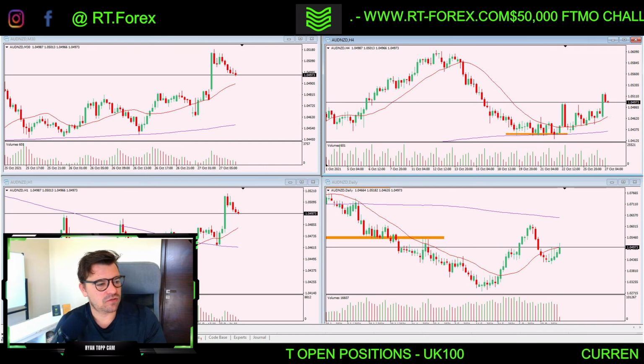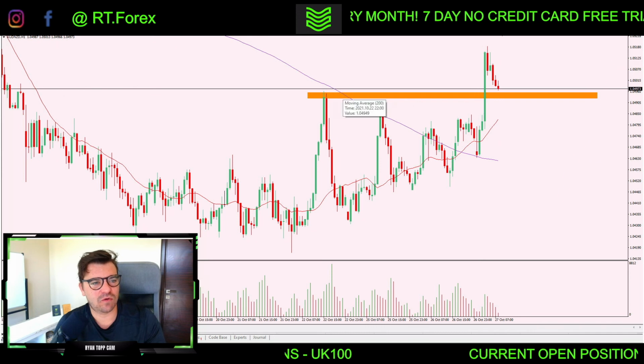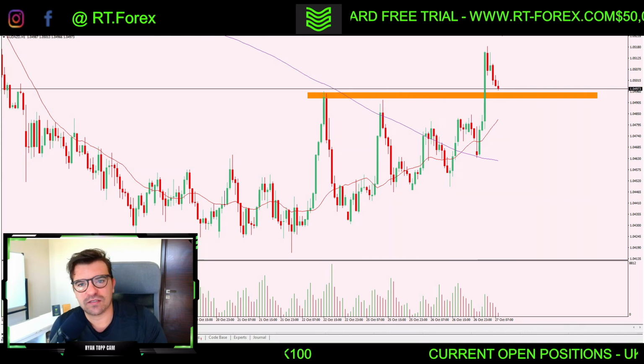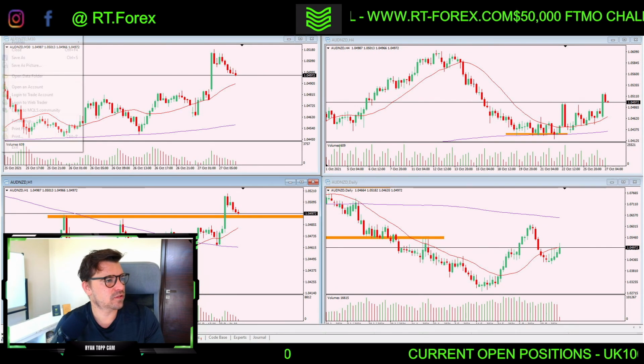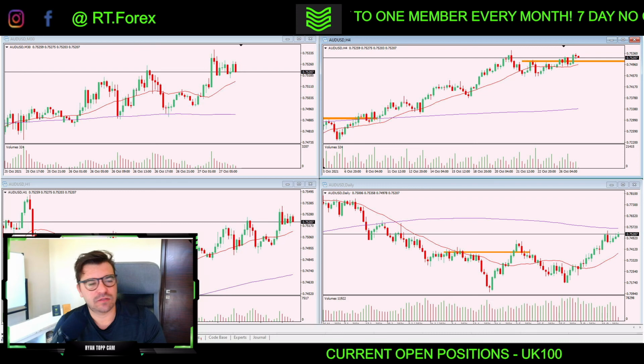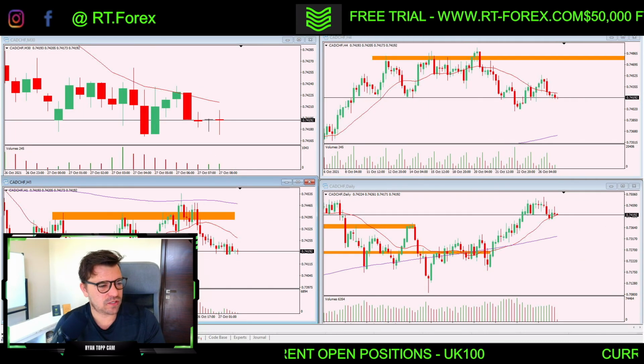Nothing there on Aussie New Zealand. Whenever I'm looking at breakouts, I want multiple tags of the area, and you can see here that's not exactly what we've had. So move on to the next one. Don't care about that today. Aussie dollar, nothing there.